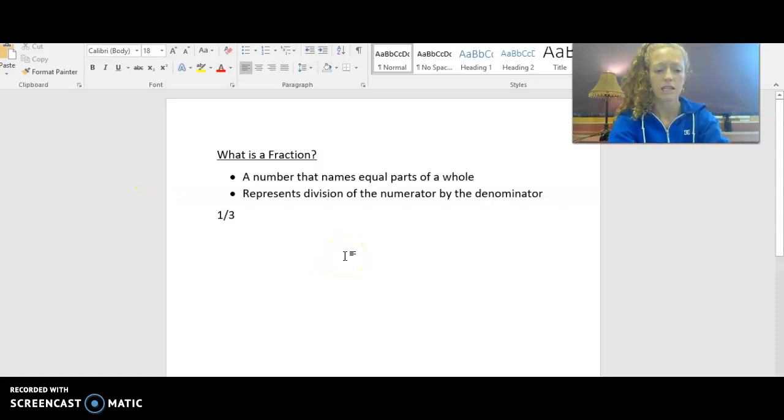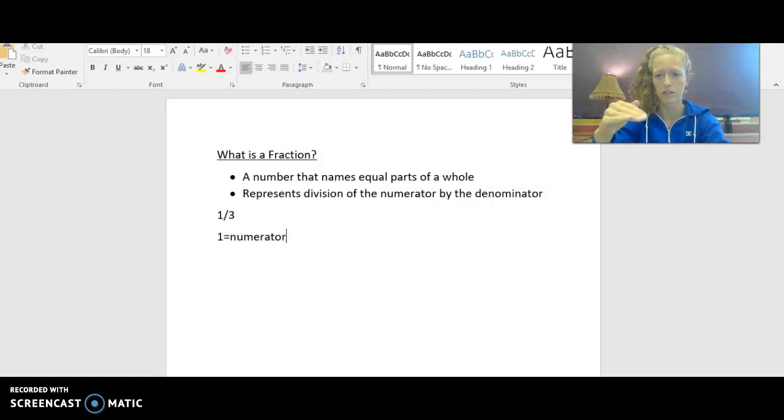So my 1 in this example is, I'll write it below, the 1 equals the numerator. Numerator's on top. November comes before December. The 3 in this problem represents the denominator. So when we're thinking about fractions in terms of division problems, we're dividing the numerator by the denominator. The top number, the numerator, is the one we're going to end up breaking apart into those pieces, the denominator. Okay, we're going to go ahead and jump into a couple example problems.